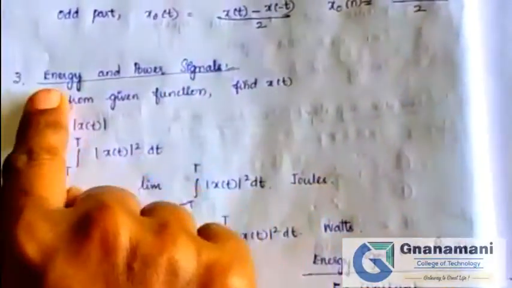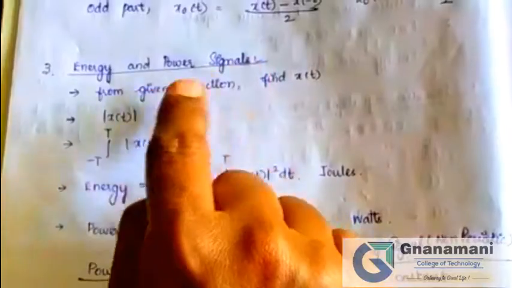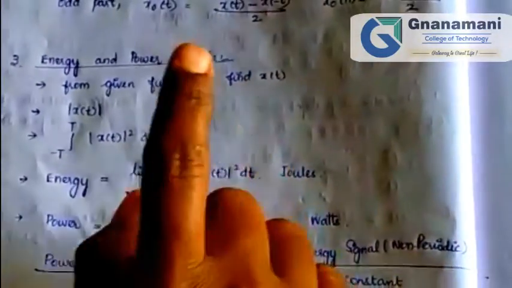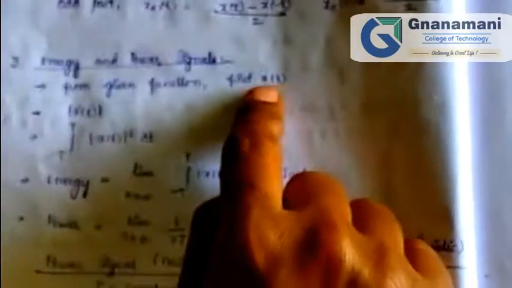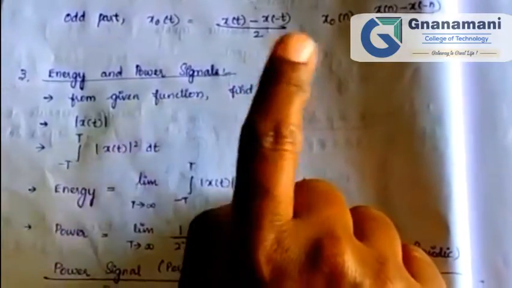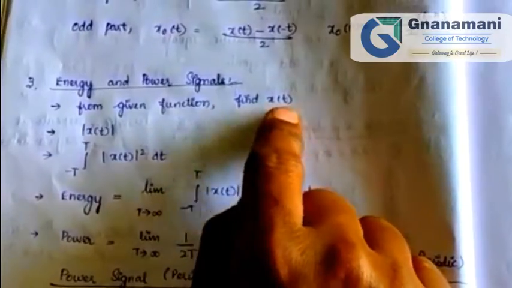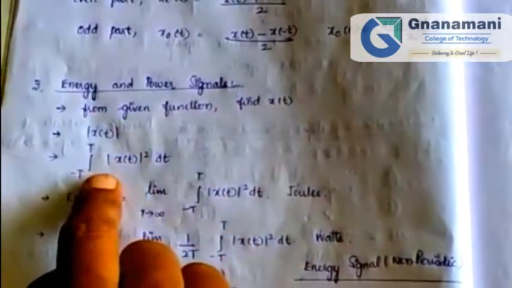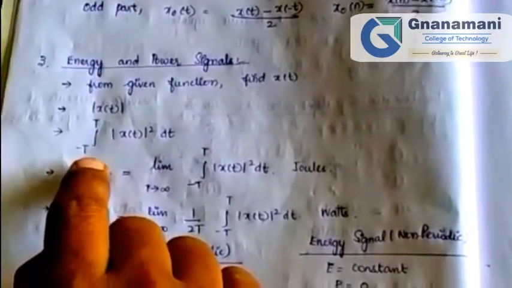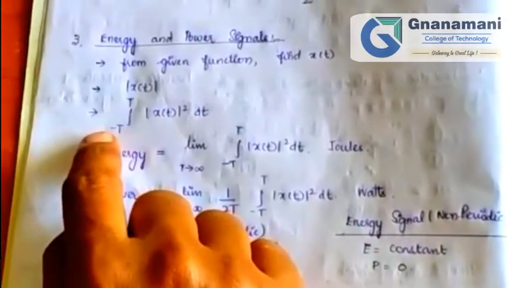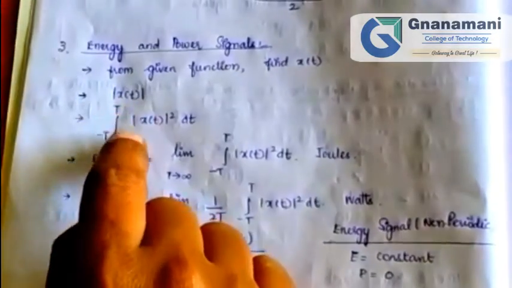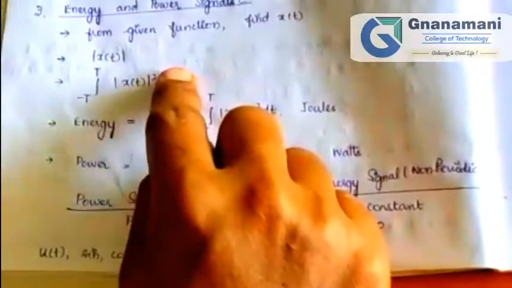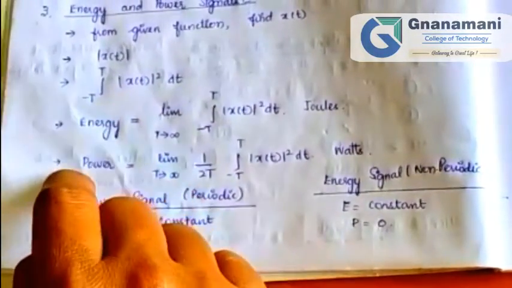Next we are going to see energy and power signals. To find out whether a signal is energy or power, from the given question we have to find x of t, and then take the modulus, the modulus of x of t. After that we have to take the limits from minus T to T of the modulus of x of t whole squared dt. After this we have to find whether the signal is energy or power.